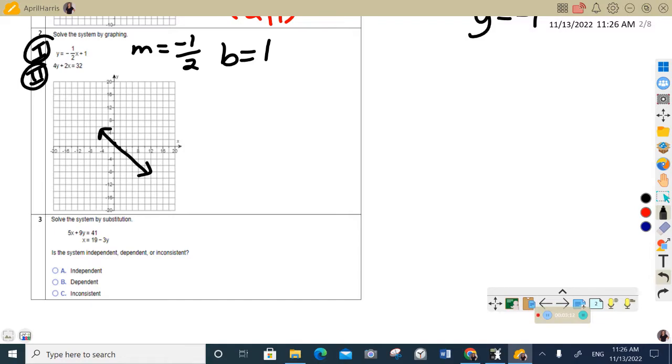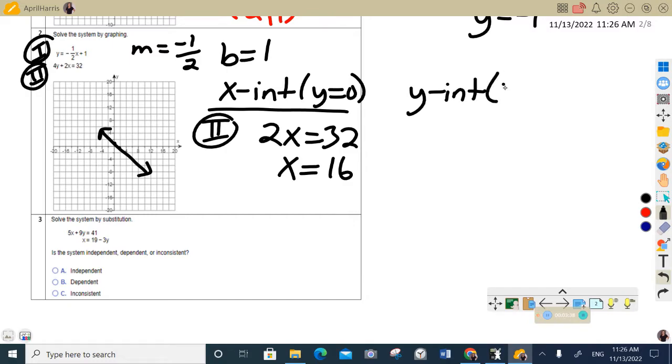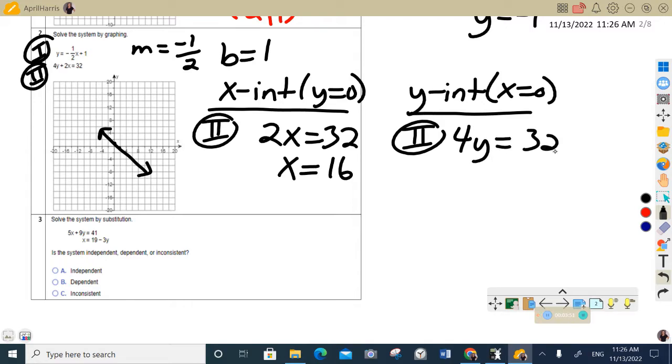Since the second equation is in standard form, I'm going to use the intercept method again. So I'm going to find the x-intercept, the value of x when y is 0. So 4 times 0 is 0, so I'm left with 2x equals 32, and if I divide both sides by 2, I get an x-intercept of 16. And then the y-intercept is the value of y when x is 0. So if x is 0, in the second equation I have 4y plus 2 times 0, which is 0, equals 32. So when I divide both sides by 4, I get a y-intercept of 8.